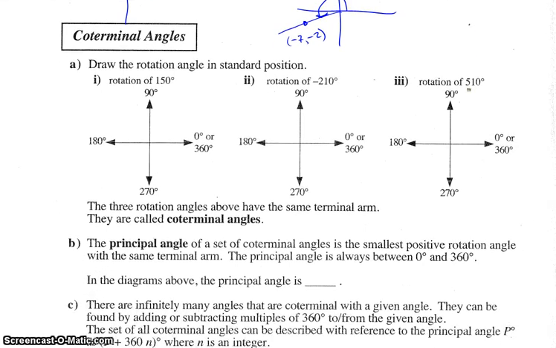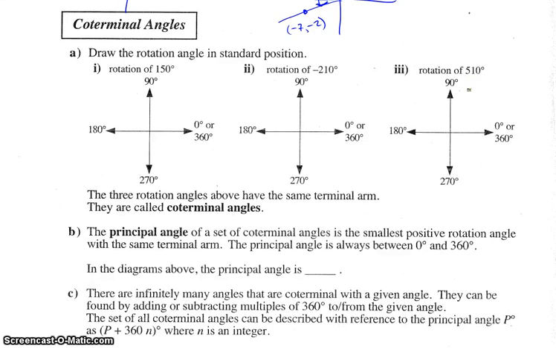Coterminal angles are basically angles that share the same terminal arm. So if we say draw an angle of 150 degrees, that would probably be somewhere in here. Positive angle, 150 degrees. Then asked to draw another angle of -210 degrees. Well, here's 180. 210 would be 30 past that, and there's our angle of -210 degrees. Looks like it's landing in the same place, isn't it? And then finally, a rotation of 510 degrees. So once around gives us 360, and if you go 510 minus 360, you would get 150.